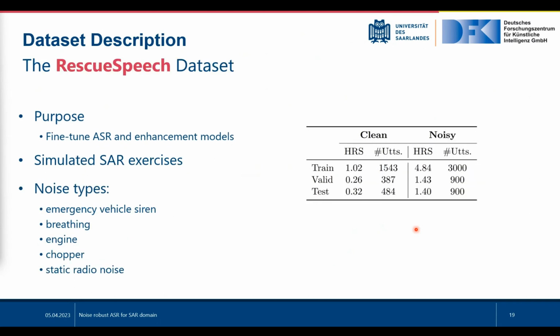Next, we introduce our rescue speech dataset, which is a contribution from our work. The goal of this rescue speech dataset is to fine-tune our ASR and the enhancement model. We have two versions of the dataset: the clean version and the noisy version. The clean version is the one that was initially recorded as part of several simulated search and rescue exercises, while the noisy version is artificially synthesized from the clean version by adding these kinds of noises: emergency vehicle, breathing, engine, chopper, static radio noise. The source of these noises is the AudioSet dataset.